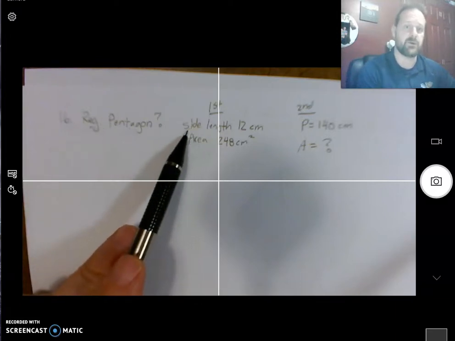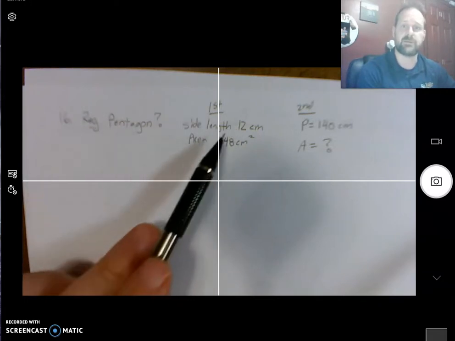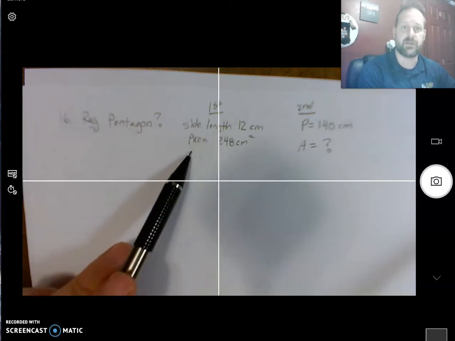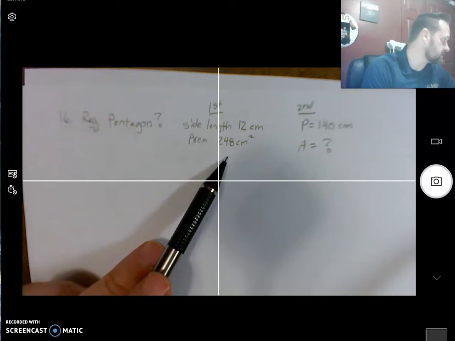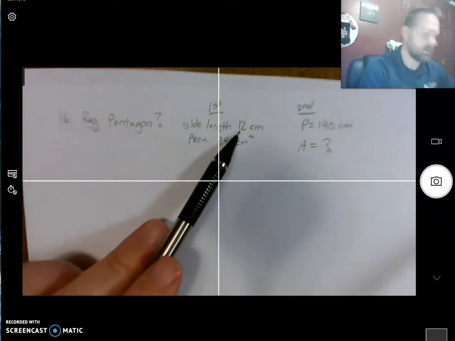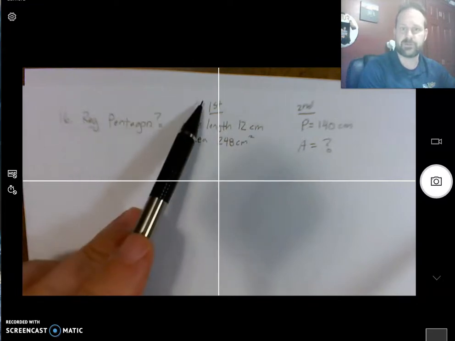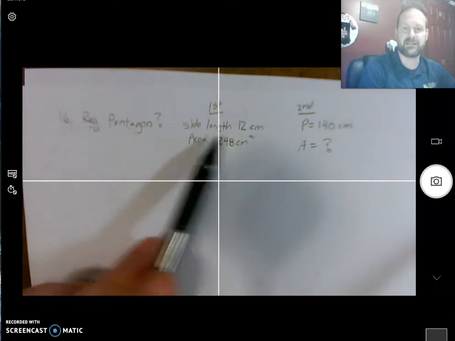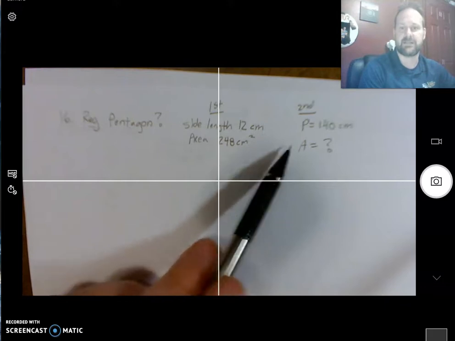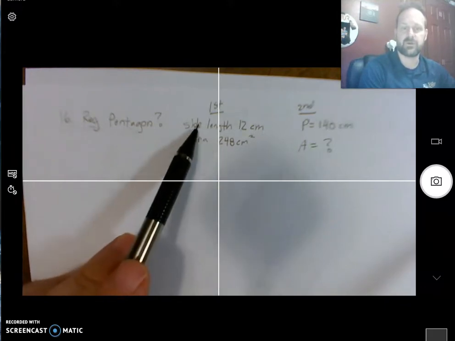All right, so they told us the side length is 12. Well, if one side length is 12 and it's regular, that means all side lengths are 12. And the area is 248 centimeters squared. So we have the first pentagon and the second pentagon. I'm looking at the time, and I kind of like to leave the information separate so I can make sure I don't cross over. So how do we go about this?